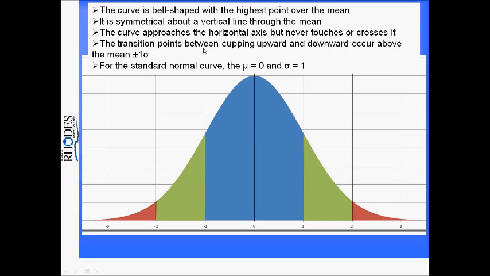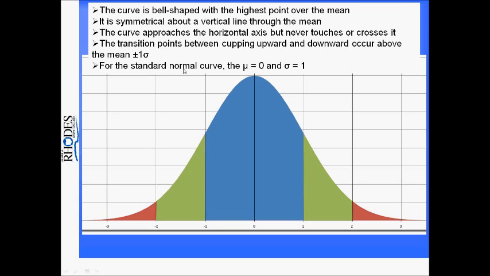The transition points between the cupping upward and downward is at the 1 sigma. So right here it cups downward, and then from here it starts cupping upward. Same on the other side: you have downward, then at 1 sigma it starts cupping upward.